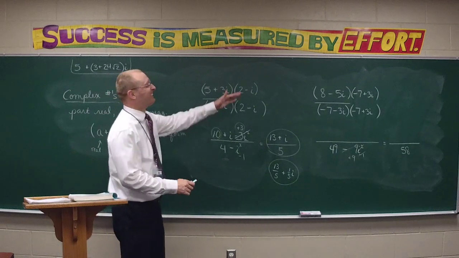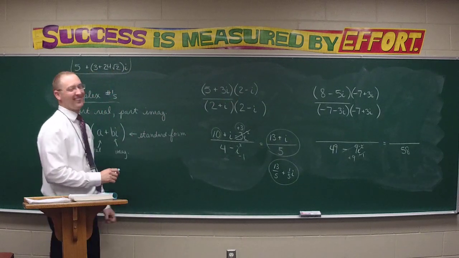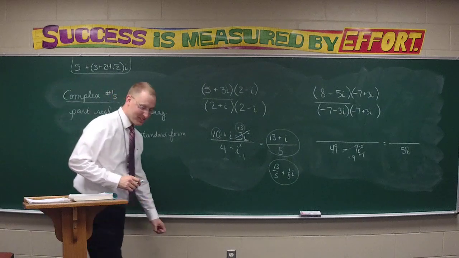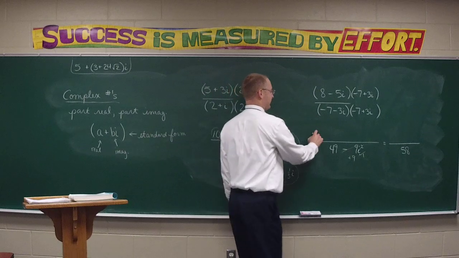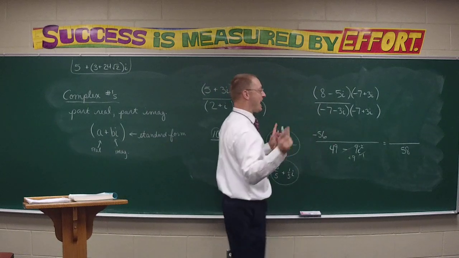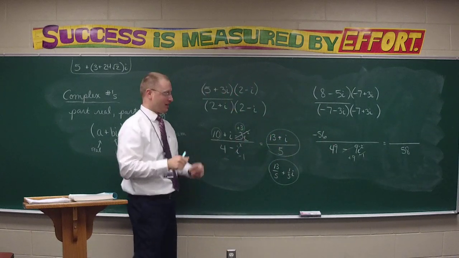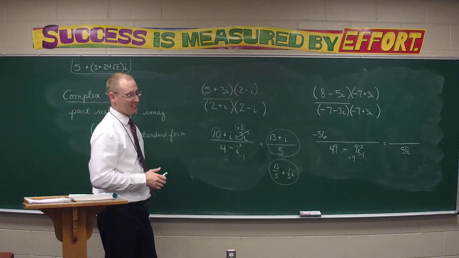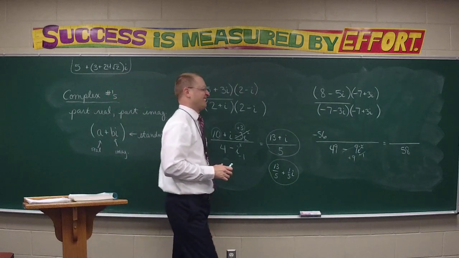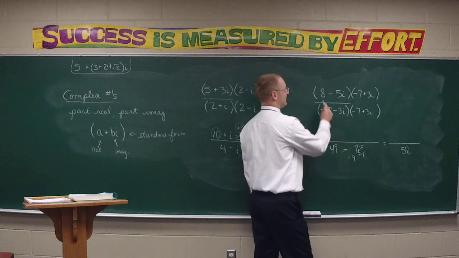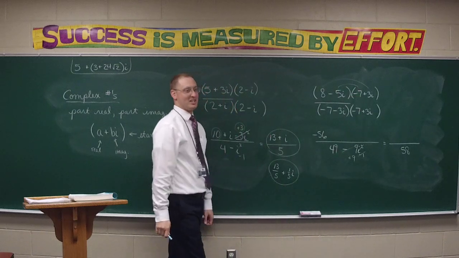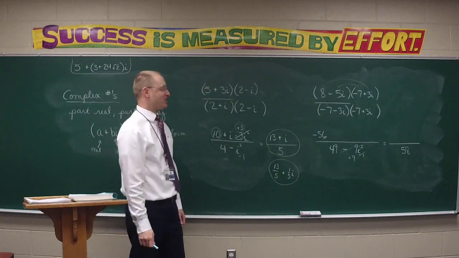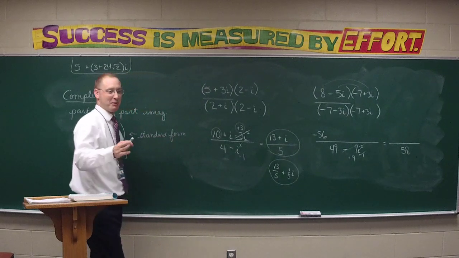All right, in the numerator. What do we have to do, Michael? You got a FOIL. We got a FOIL, and we multiply the first. What do we get? Negative 56. When we multiply the outer, inner, what do we get, Audrey? Last time it was 11. Oh, wait, he changed the sign on me.